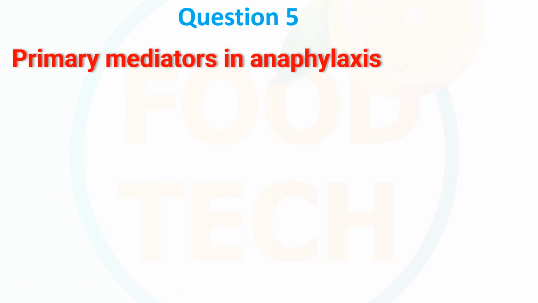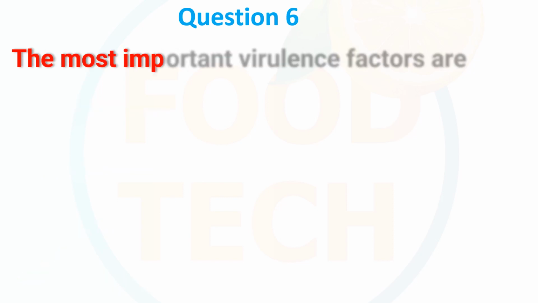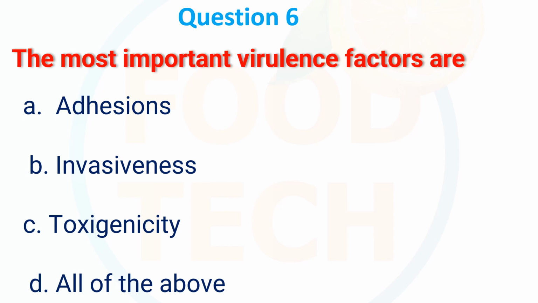Primary mediator in allergy is A. Histamine, B. Serotonin, C. Heparin, D. All of these. The answer is D. All of these. The most important virulence factor is A. Adhesion, B. Invasiveness, C. Toxigenicity, D. All of the above. The answer is D. All of the above.